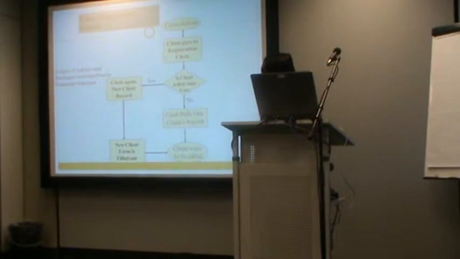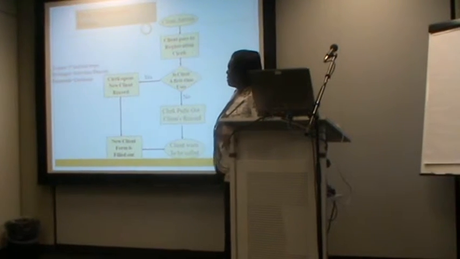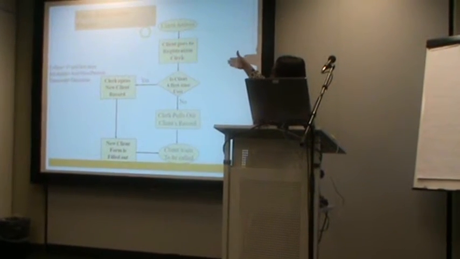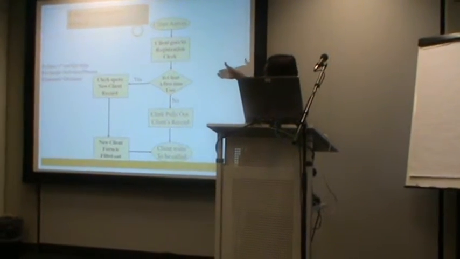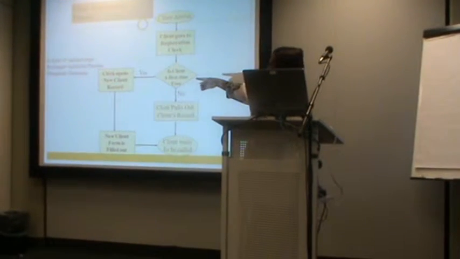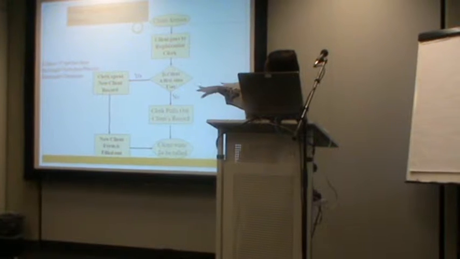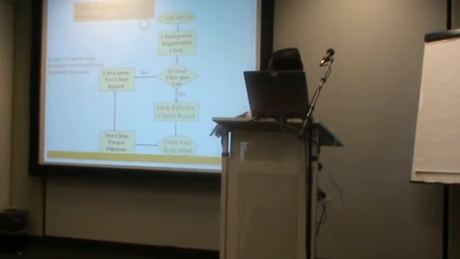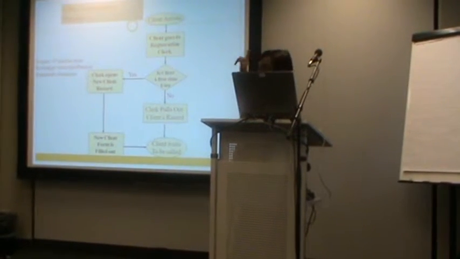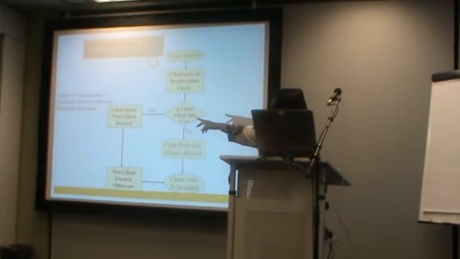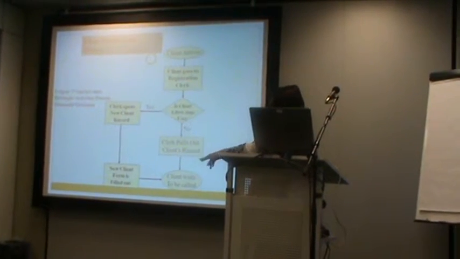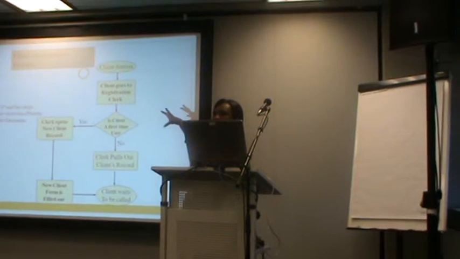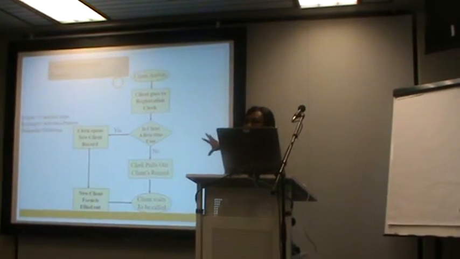That is an example. This is for clinic registration of a TB patient. The client arrives. The client goes to a registration clerk. Is the client a first-time user? Yes. Then the clerk must open a new record sheet. If no, the clerk pulls out the client's records. Once that is done, the client waits to be called to see the clinician. Or else, the new record is made, the new client form is filled out, and again they come and wait at this point. This would be a simple flowchart just for the process of registration.